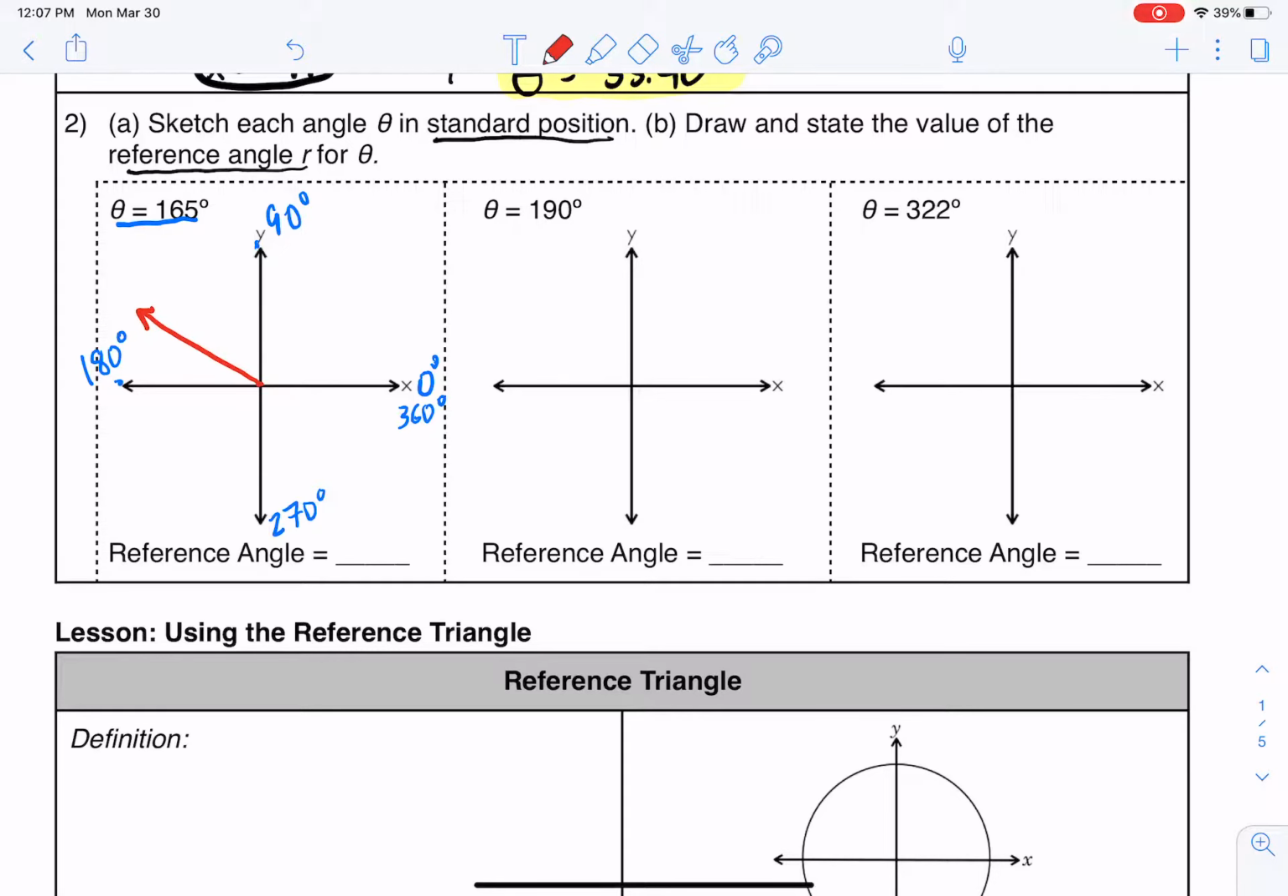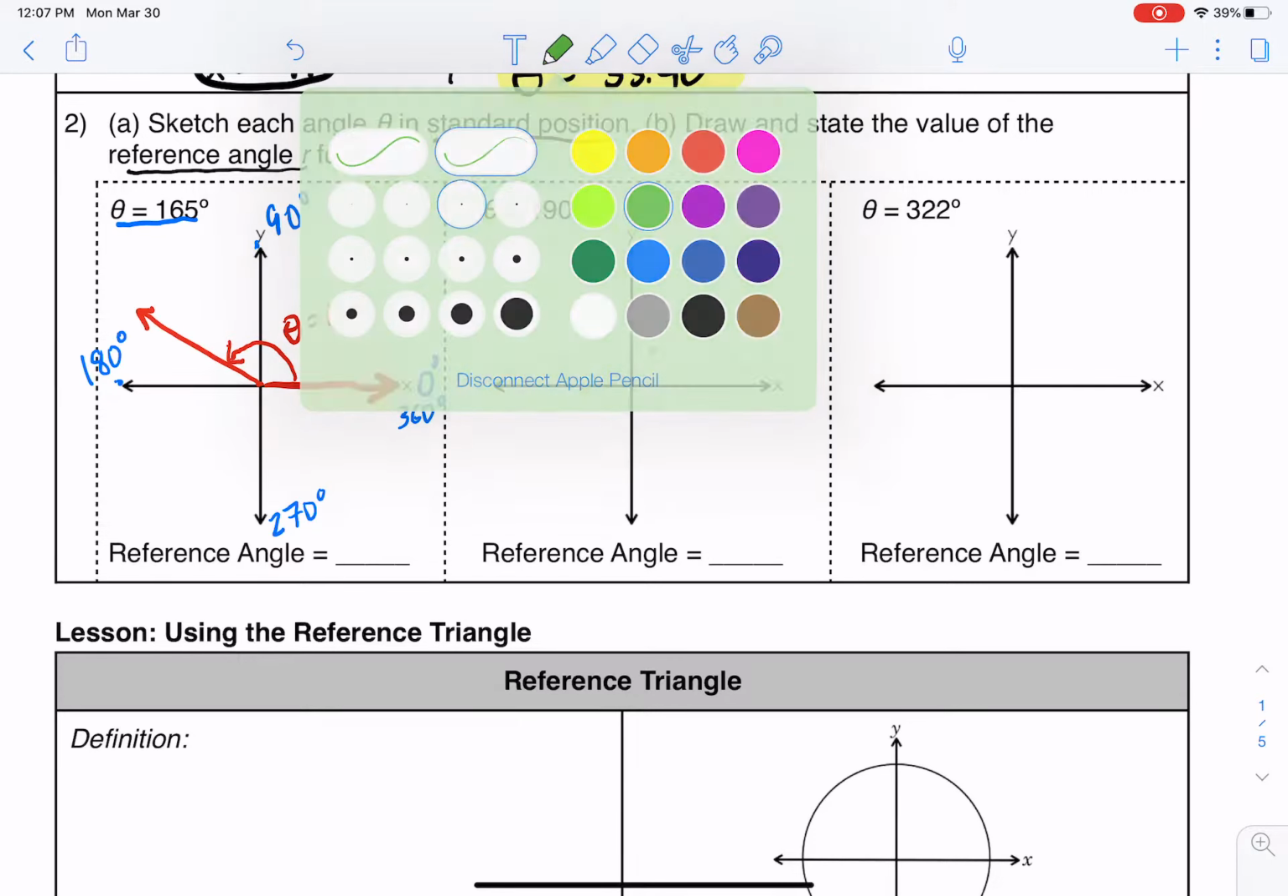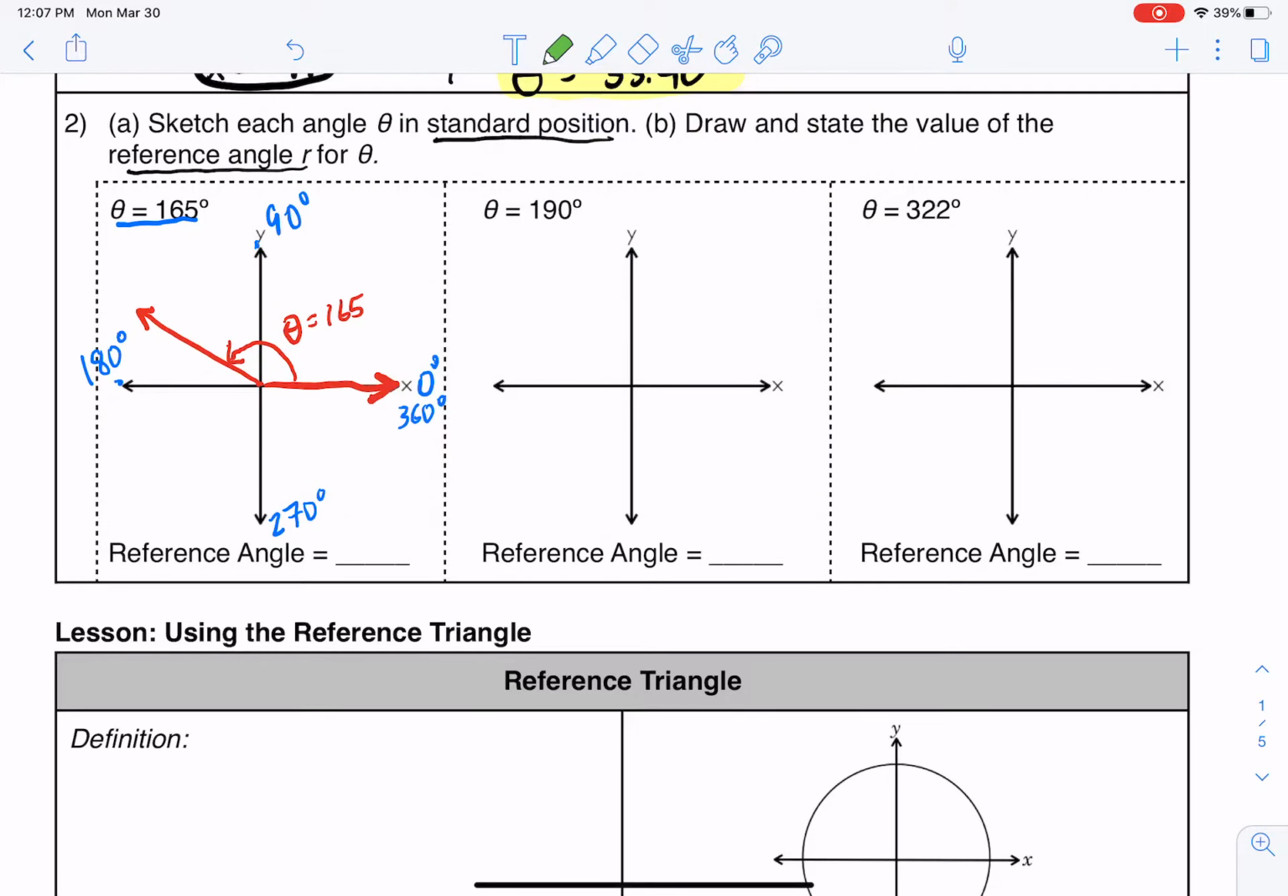Okay, I'm going to indicate the initial side where I started at. I always start at 0. And now I rotate all the way around to 165. Now that's my angle theta, and we're told here theta is 165. Okay, so our reference angle R is the distance between that angle and the x-axis. The angular distance, I should say.